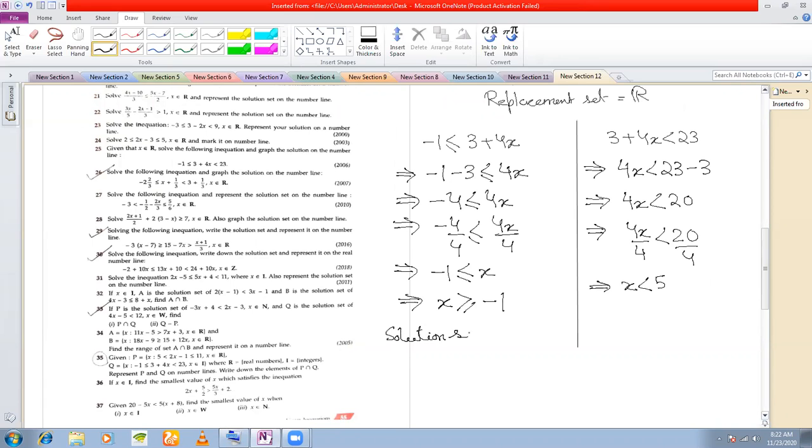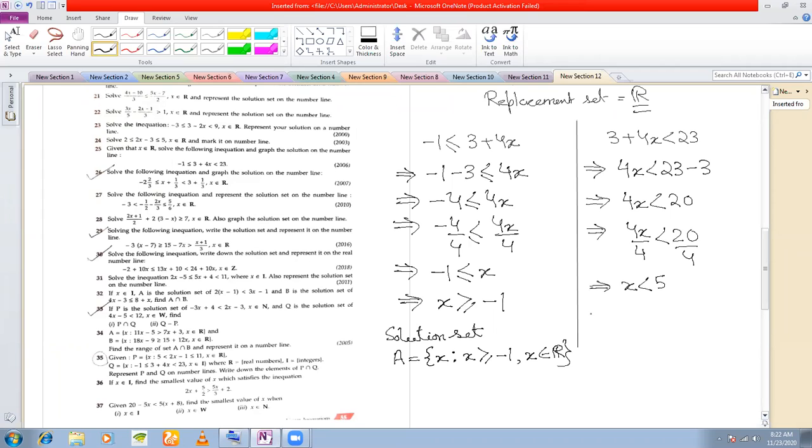Solution set of this inequality. Remember, it is a set of real numbers. So the solution set will always be given in set builder form because it is an infinite set. So the solution set in this case, let us call it A. We write it in set builder form: x such that x is greater than or equal to minus 1, where x is a real number. This is the solution set.